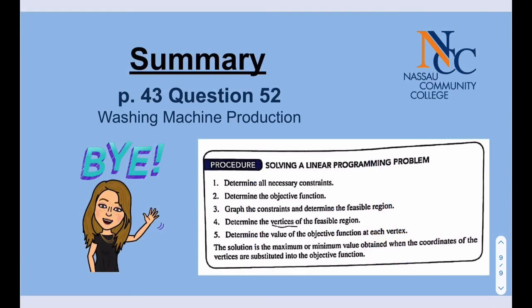To summarize what we need to do for a linear programming modeling problem, first you're going to determine all necessary constraints, then you're going to determine the objective function, that's the function you're trying to maximize or minimize. And then third, you're going to graph the constraints and determine the feasible region. Okay, and that's by the shading. And then determine the vertices of the feasible region.